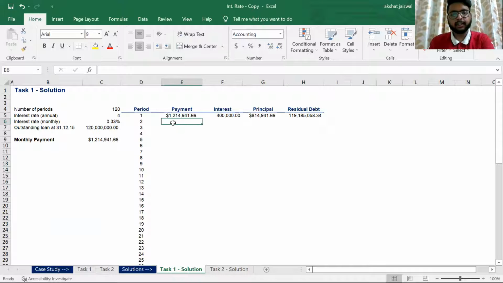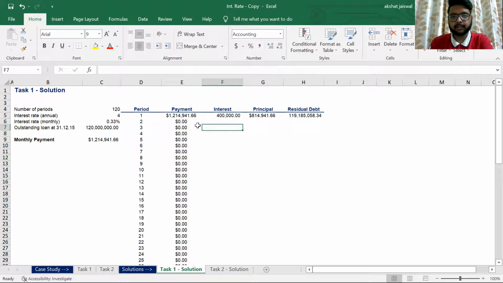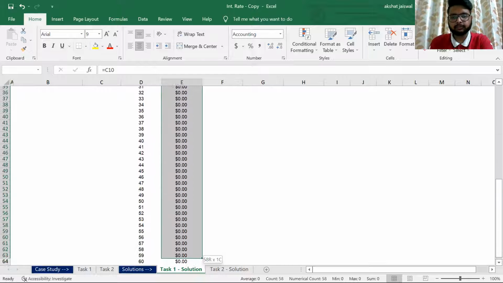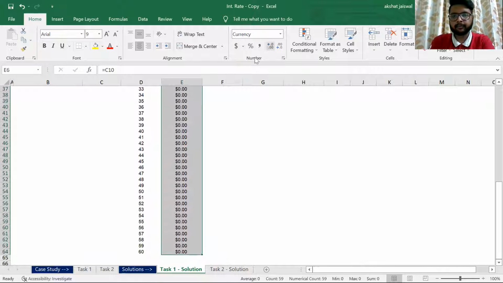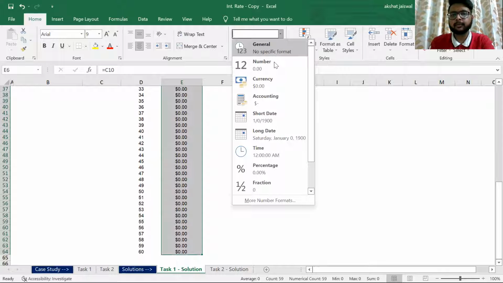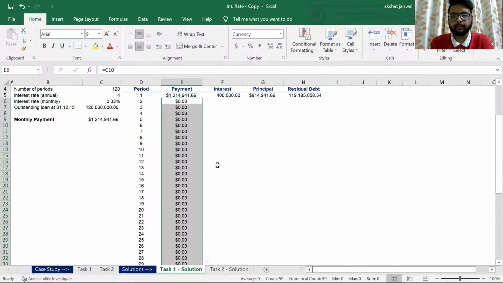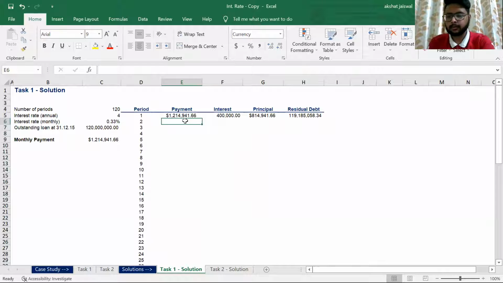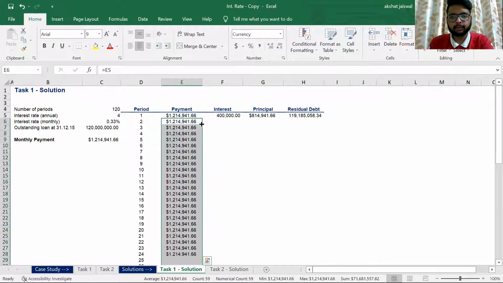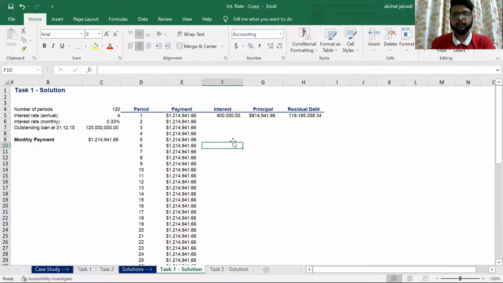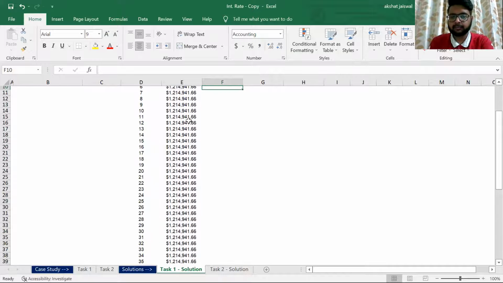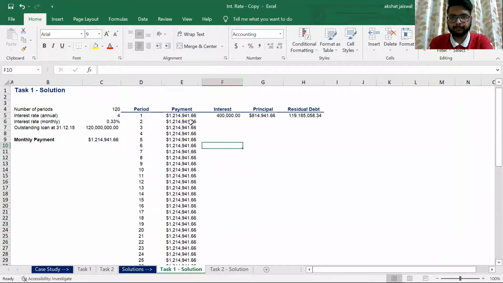And coming on to your second year, since the payment is going to remain the same for every 60 months, it's better to just paste it like this. Maybe I can do this, enter, and then put, yeah, here you go. So the payment for the next 60 months will remain the same.